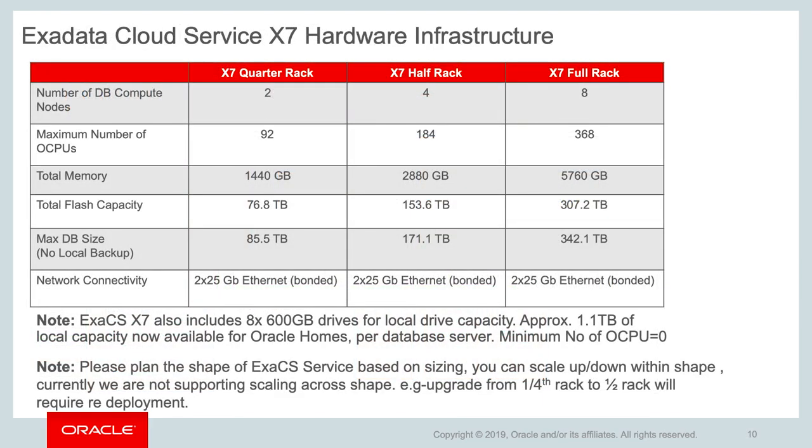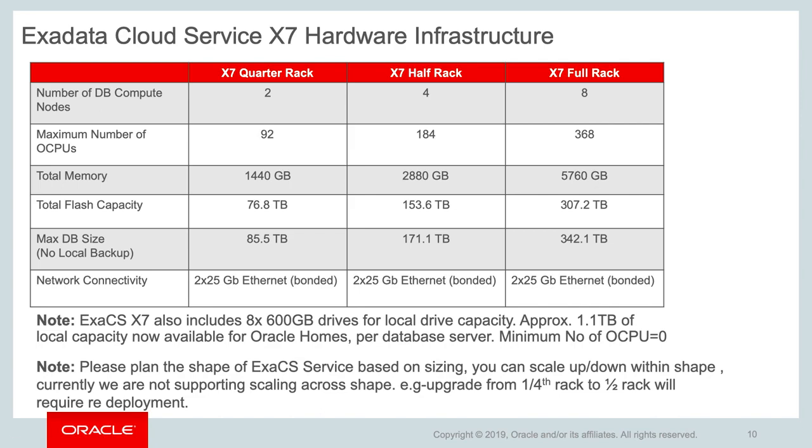Now we will take a look at what Exadata Cloud Service X7 provides in terms of hardware infrastructure. In this example, we are looking at three different configurations: X7 quarter rack, X7 half rack, and X7 full rack. The X6 version of Exadata Cloud Service is also available in Oracle Cloud Infrastructure, so for simplicity, we are going with the latest, which is X7, and we'll discuss what a customer is going to get when they provision these cloud services.